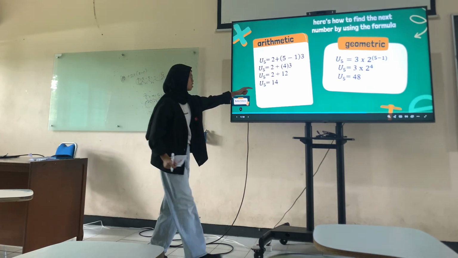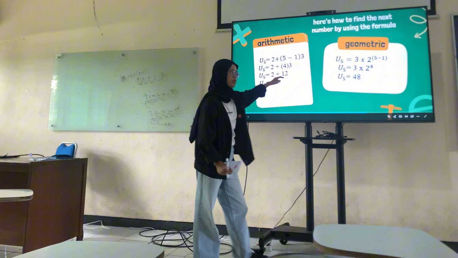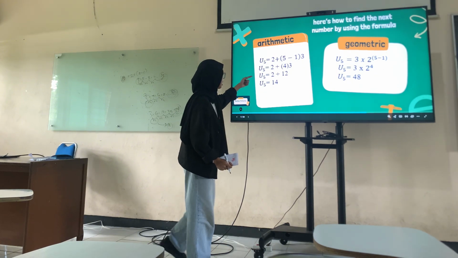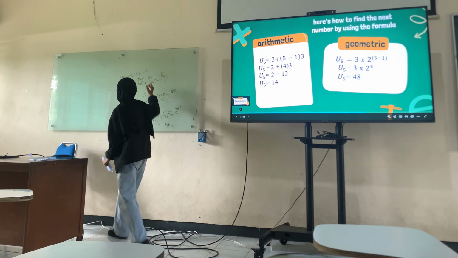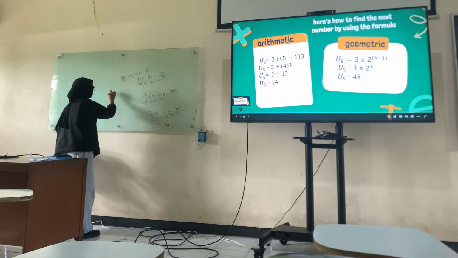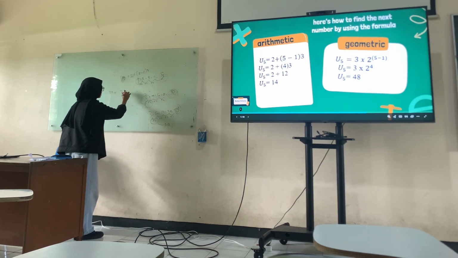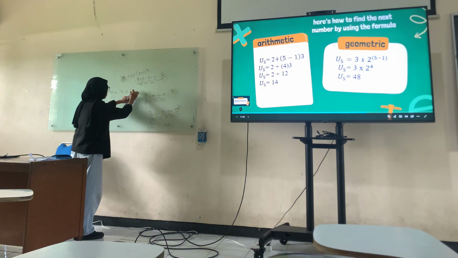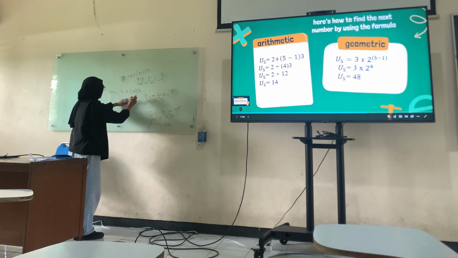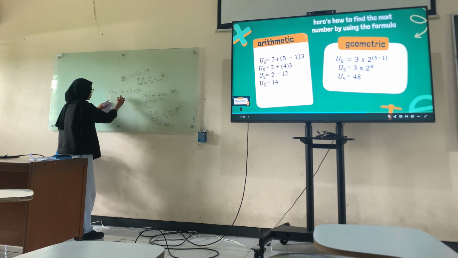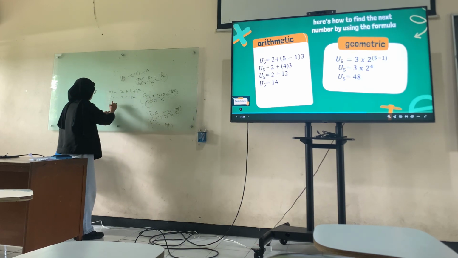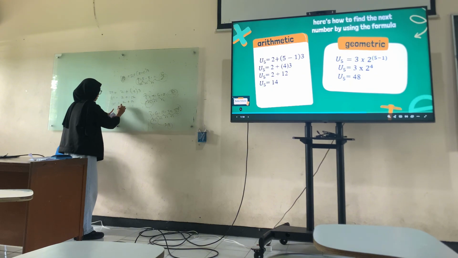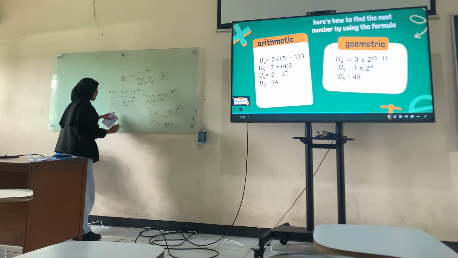You still remember, right? 3 here is common difference. The pattern in the sequence number is 3, so you put 3 in here. So U5, 2 plus 5 minus 1 is 4. We do multiply by 3. And then U5 in here, 2 plus 4 multiplied by 3 is 12. So U5 equal 2 plus 12, it is 14. So the fifth term in the second one is 14.